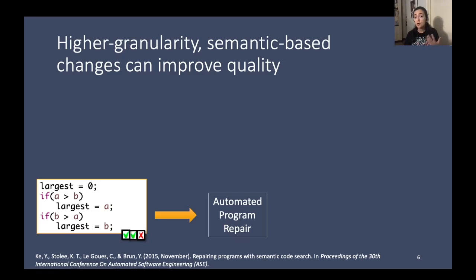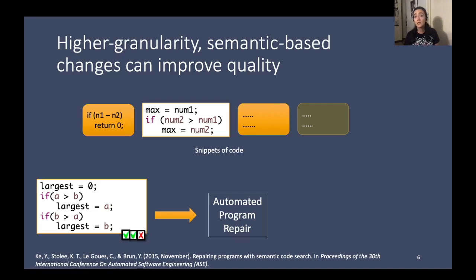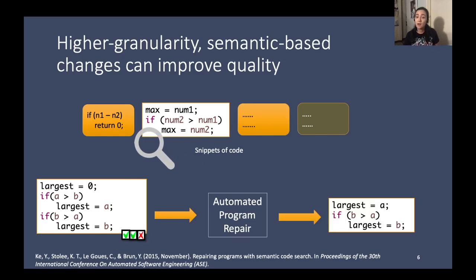It means that since human written code is highly redundant, we can search for semantically similar code snippets taken from other places in the code base or other code repositories to replace the code at a higher granularity. For example, here we can look for a code snippet that also finds the maximum of two numbers, and we can try to use that to generate a patch at a higher granularity. This idea has been explored for small programs and showed a lot of promise for generating high quality patches.